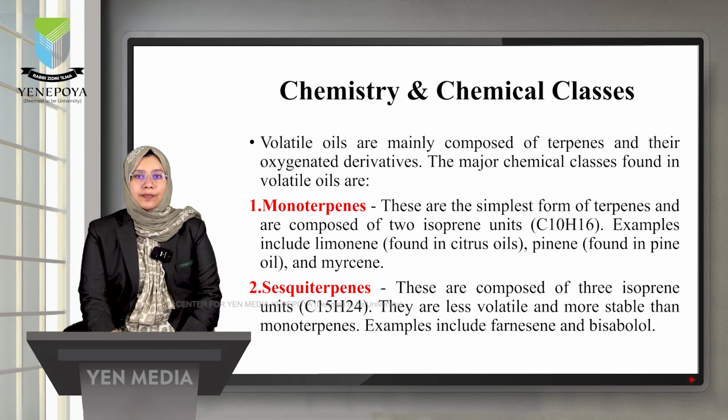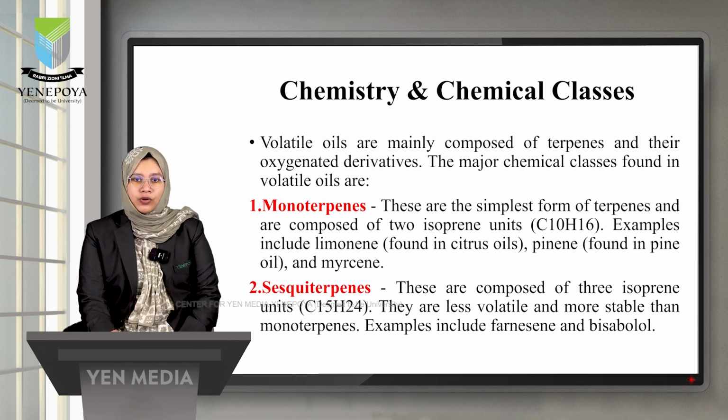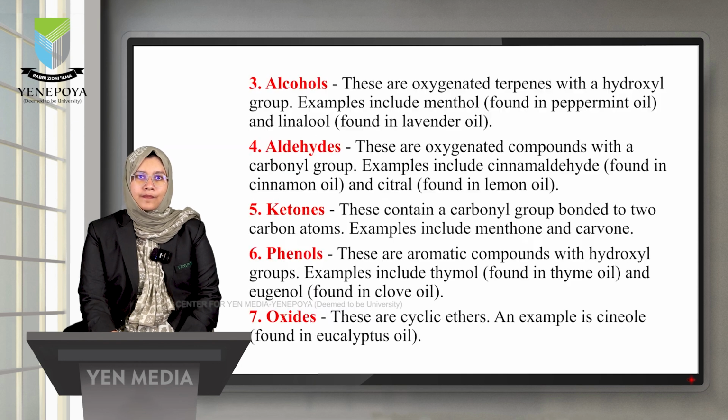So sesquiterpenes are composed of three isoprene units and they are less volatile and more stable than monoterpenes. Examples are farnesene and bisabolol. Next is alcohol. These are oxygenated terpenes with a hydroxyl group. Examples are menthol and linalool. Menthol is found in peppermint oil and linalool is found in lavender oil.